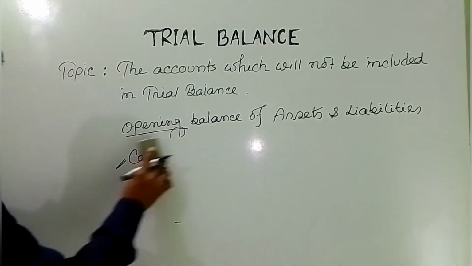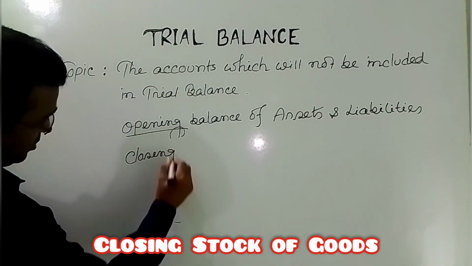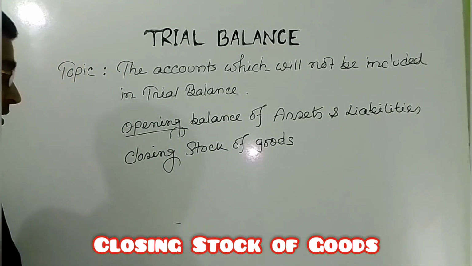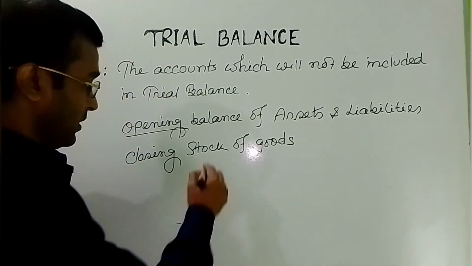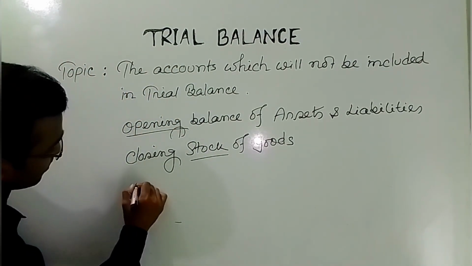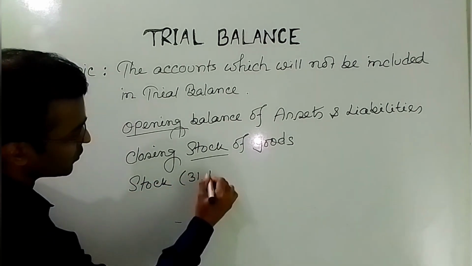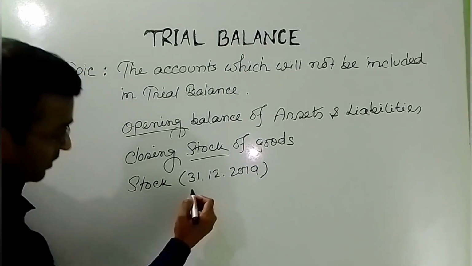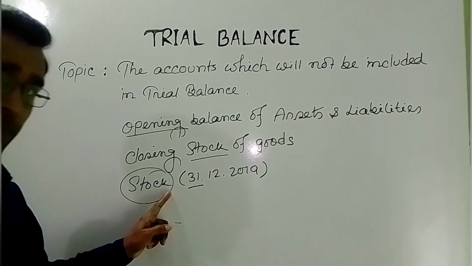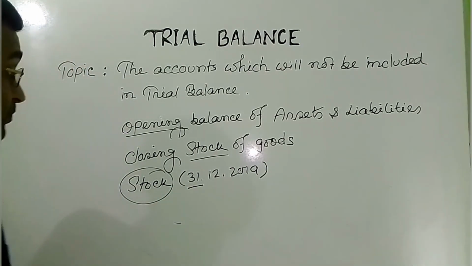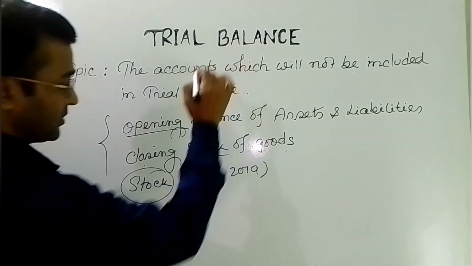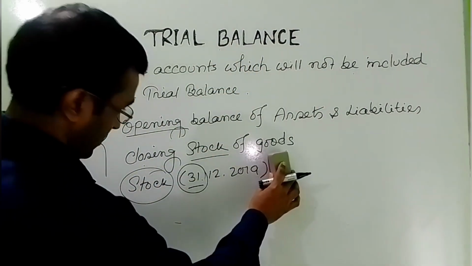Next one, closing stock of goods. Remember this very carefully, students. Closing means the last date of the year, and stock means one kind of goods or inventory, the synonym of it. If you find, for example, stock 31st/12/2019 in your question paper, here the 31st means the last date of the year and stock means inventory or goods. If you find this in your question paper, it will definitely not be included in trial balance, because here the topic and also the formula have been written. This closing stock of goods will not be included in trial balance. So that is the closing balance of the stock. Clear? Okay.